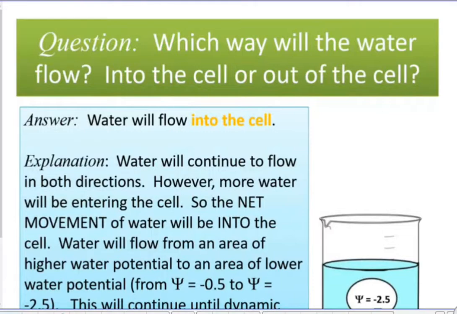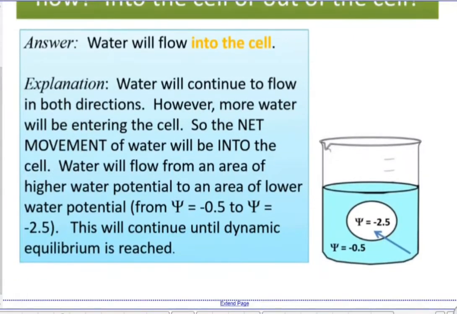Okay, now coming up, this is our first practice question here. This is the easiest question that I can ask you about water potential. If the cell's water potential is -2.5 and the solution that it's suspended in is -0.5, water is going to flow into the cell from -0.5 to -2.5.